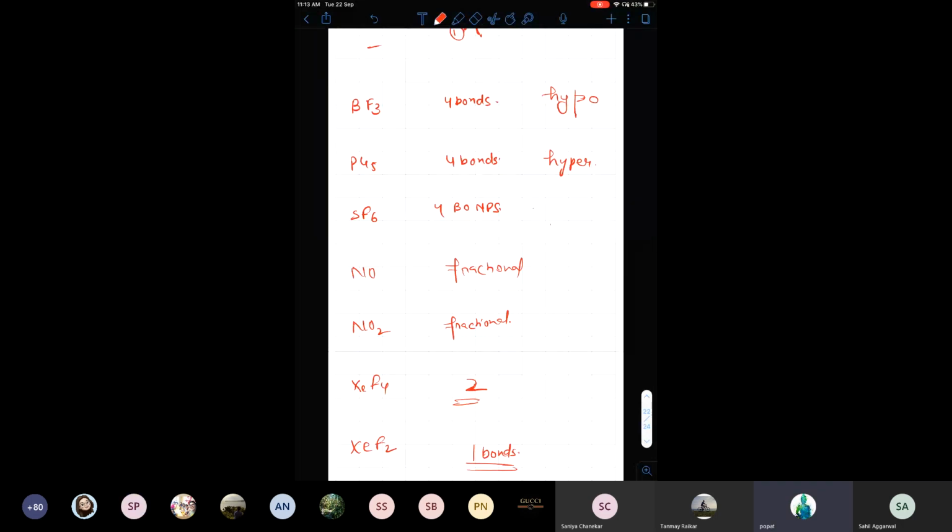Excuse me, sir. Yes. Sir, if the shared bonds are equal to it, then which molecule is it considered? There is no particular name for that. It has octet complete. That's it. Okay, sir.